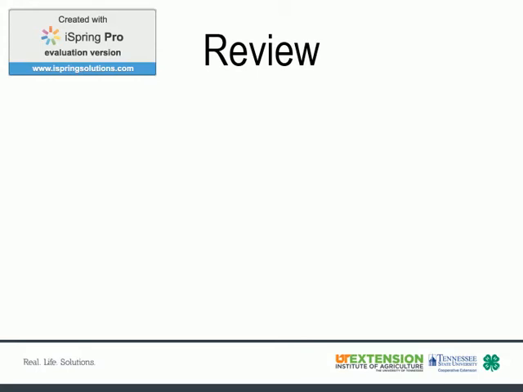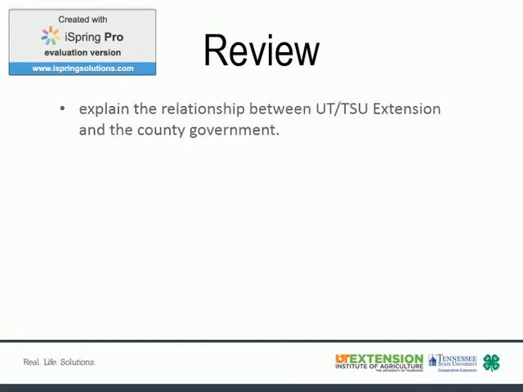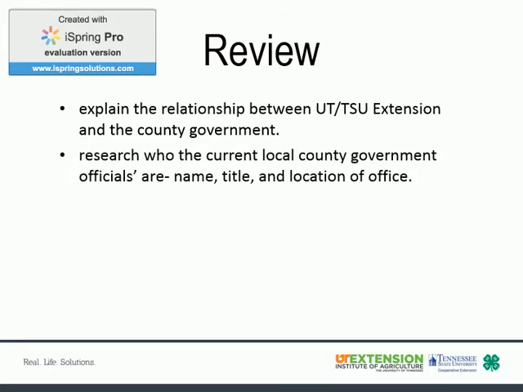So let's review. In this first lesson, we've reviewed where extension came from briefly from the Smith-Lever Act of 1914, how extension is funded and how to report your program efforts and impact to your stakeholders. Through this part of the lesson, you should be able to explain the relationship between UT and TSU Extension and the county government. The other objectives for today will serve as your homework for the week.